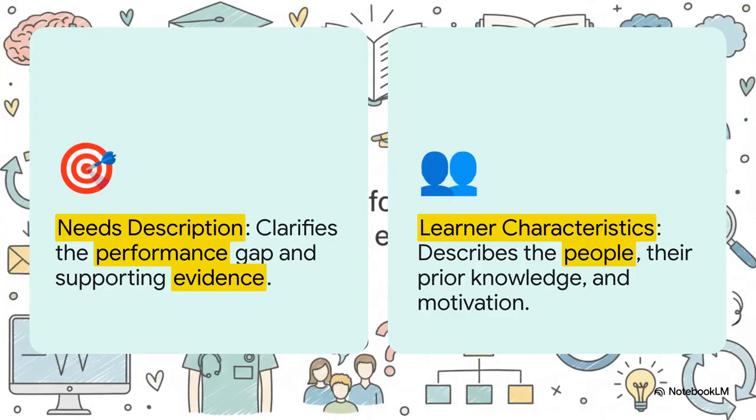Now, this is a really important distinction to make right up front. We've got 2 different things going on here. On one side, you have the needs description. That's all about the problem. What's the gap between what people are doing and what they should be doing, and what's your evidence for that? Then, on the other side, you've got learner characteristics. This is all about the people. What do they already know? What gets them motivated? Or maybe what doesn't? You need both pieces of this puzzle to build something that actually works.